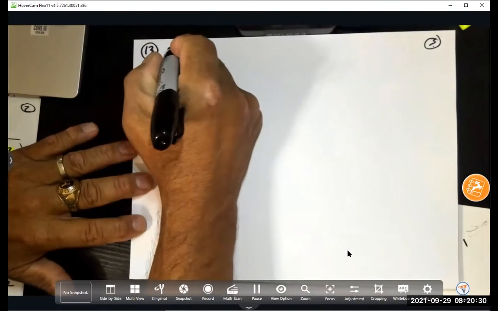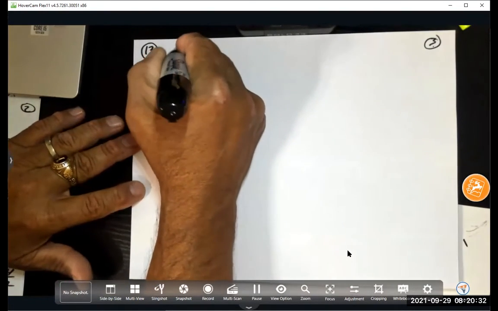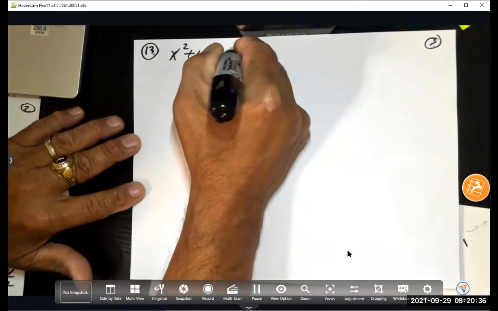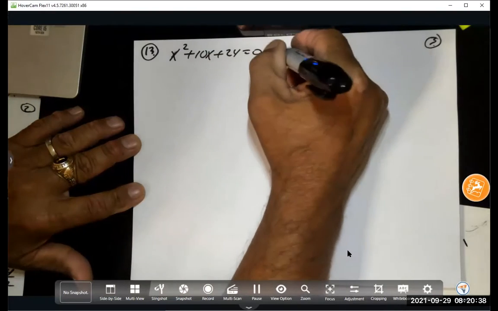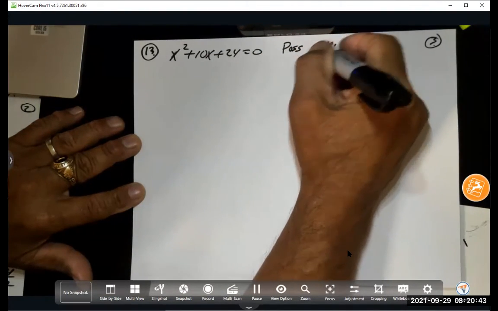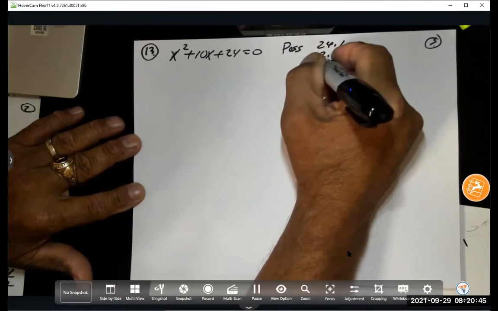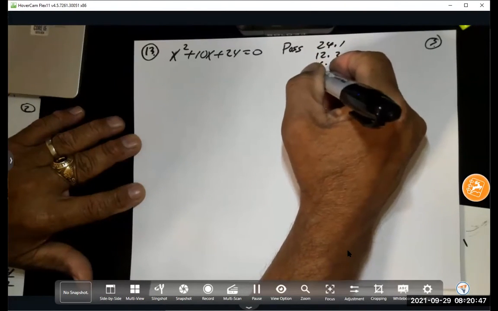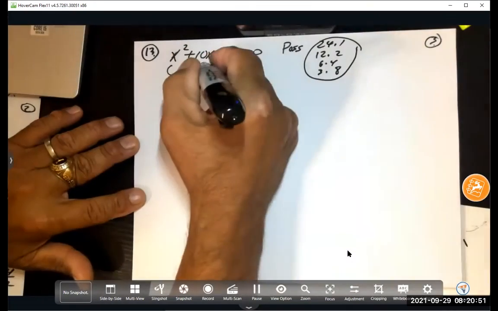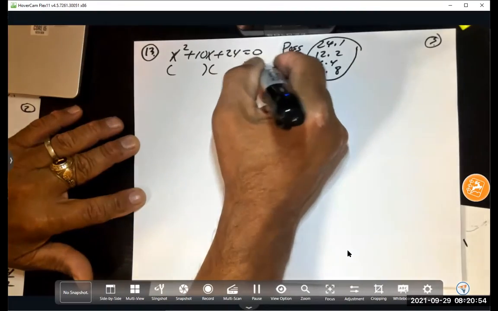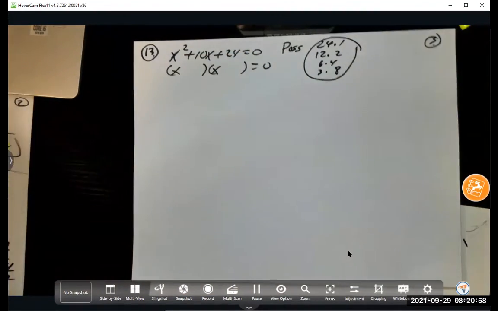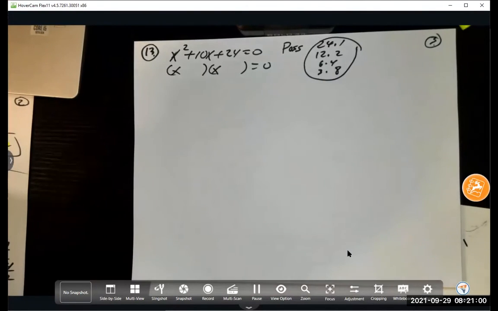Let's say you have x squared plus 10x plus 24 equals 0. I'll do one that we've done before. I'm going to write the numbers over here. The possible numbers are 24 times 1, 12 times 2, 6 and 4, 3 and 8. And they're all pluses, so you know they're going to be all pluses. So the next question is, what numbers give you 10 in the middle if you add them up, and 24 at the end?